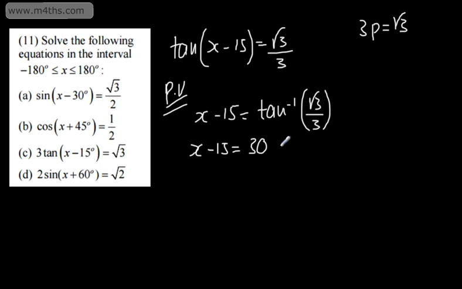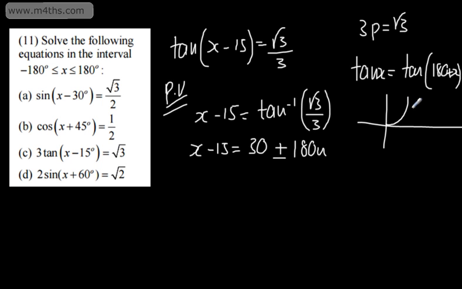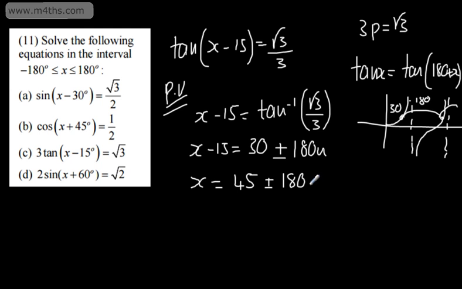Tan cycles every 180, so plus or minus 180n. We've seen this before. Tan of x is equal to tan of 180 plus x, or x plus 180. Graphically, if you drew that for a tan curve, again, we saw this before, it does something like that. So let's say I've got this one just here at 30, the next one is going to be 180 on, the next one is going to be 180 on, and so on and so forth. So all we're dealing with is this equation right here. So adding the 15 to both sides, x is equal to 45 plus or minus multiples of 180 degrees.